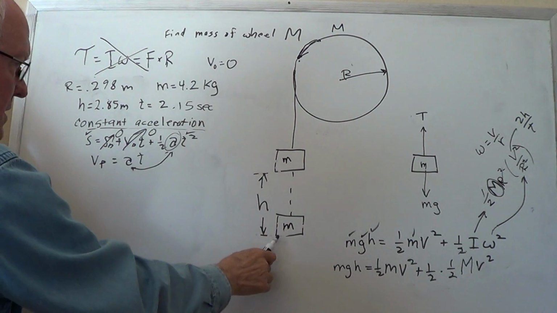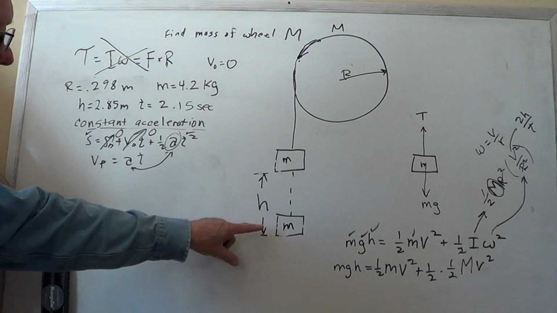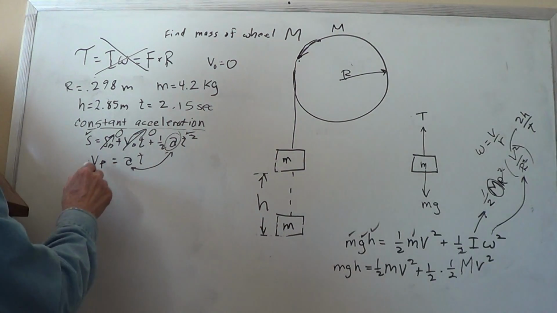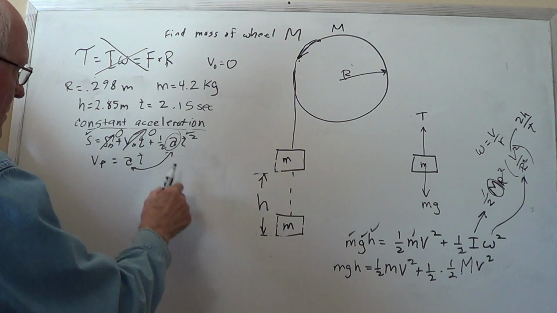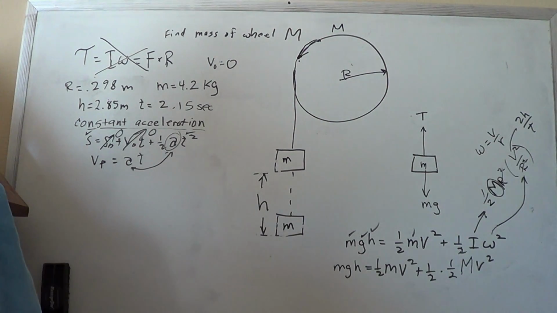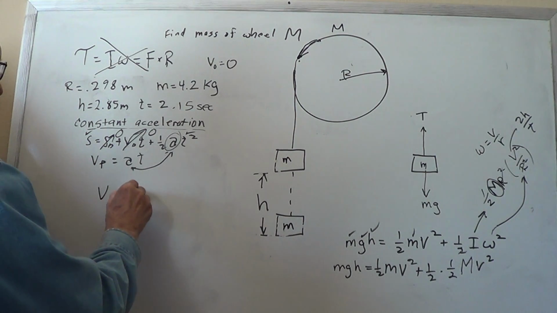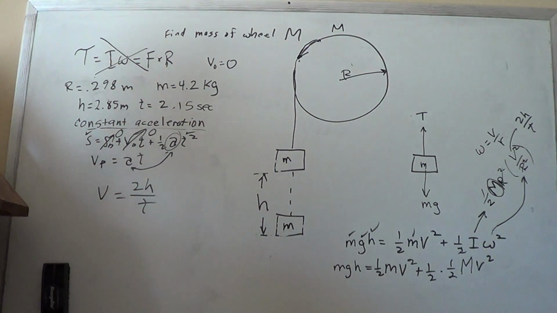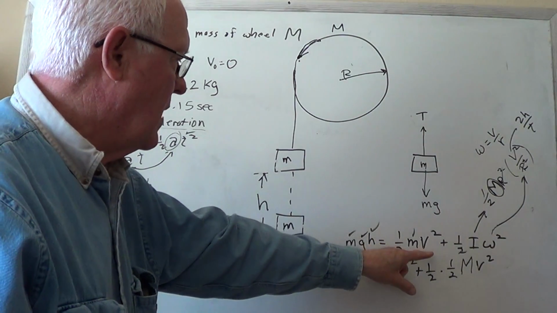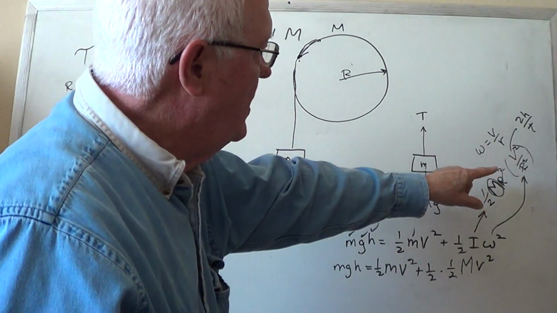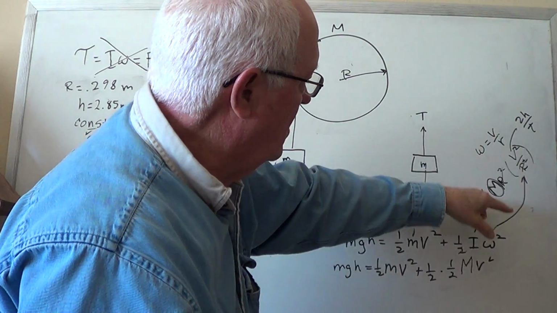Now, with that a, the acceleration here, you can use the very definition of velocity and acceleration to figure out what the velocity is here. And that is that the velocity is equal to the acceleration you just calculated times the time. In this case I did the math here, and velocity came out to 2h over t. Now we know the velocity down here, and we can plug it in for this v up here, which is the omega, v squared over R squared.